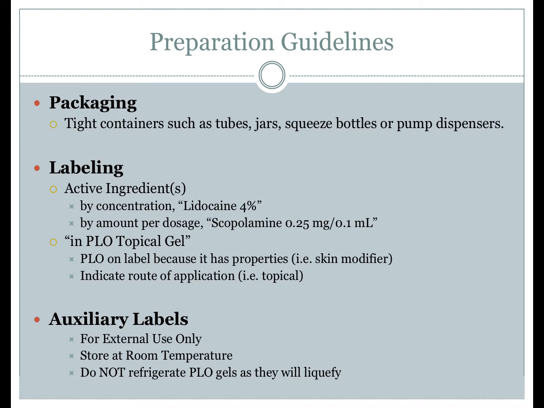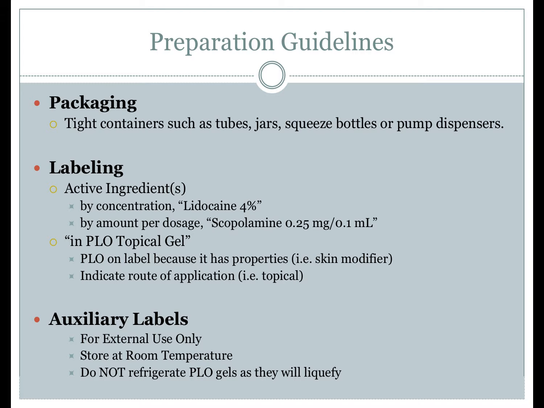The last preparation guidelines to discuss are product packaging and labeling. In terms of packaging, always use tight containers, such as jars, tubes, squeeze bottles, or pump dispensers. Tight containers are important for a couple of reasons, including the need to prevent water in the gel from evaporating, or actually the opposite reason, for gels made using carbomers are actually quite hygroscopic and could absorb too much water from humidity in the air, especially if stored in the bathroom.